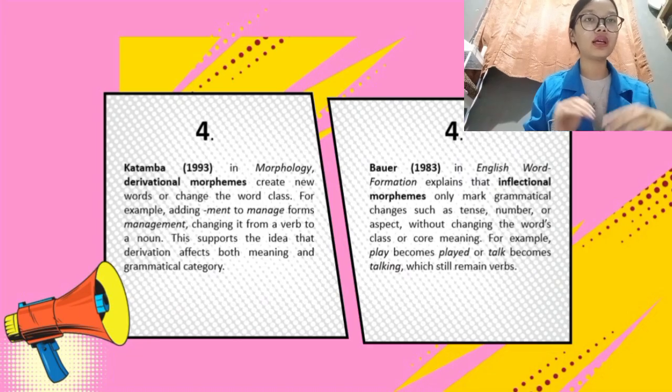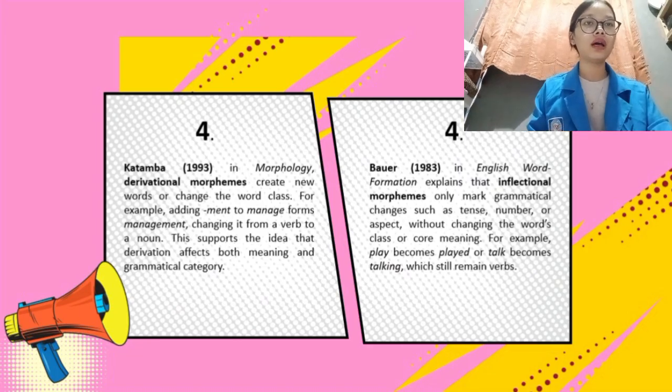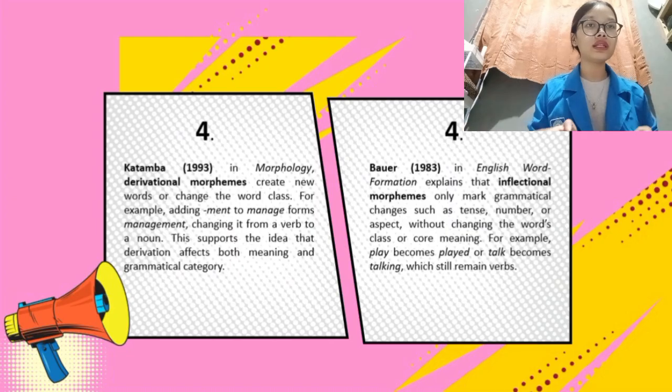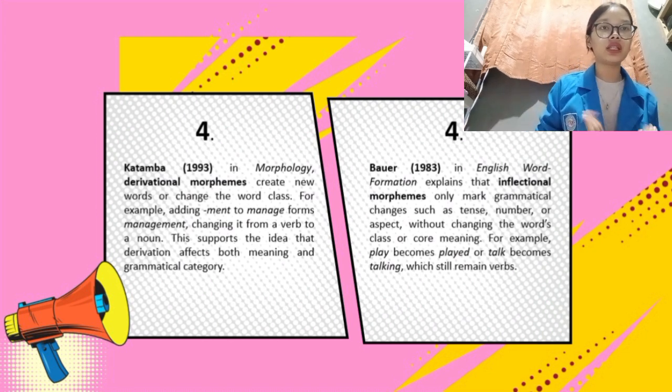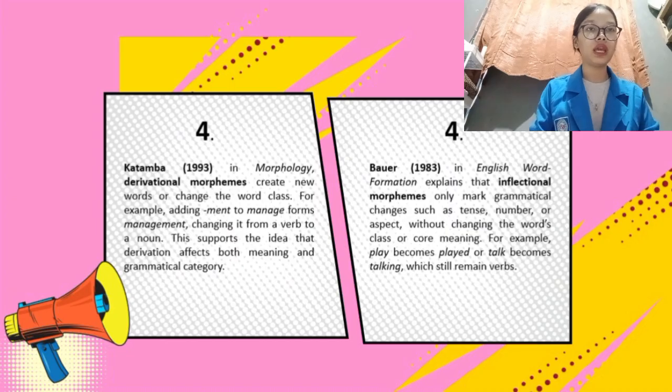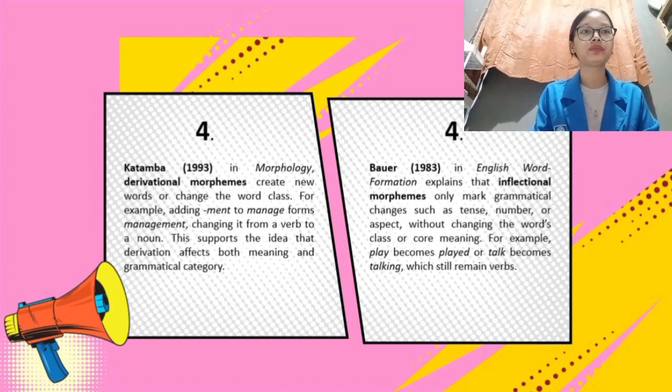So in here, Katamba, 1993, in Morphology: derivational morphemes create new words or change the word class. For example, adding -ment to manage gives management, changing it from a verb to a noun. This supports the idea that derivation affects both meaning and grammatical category.